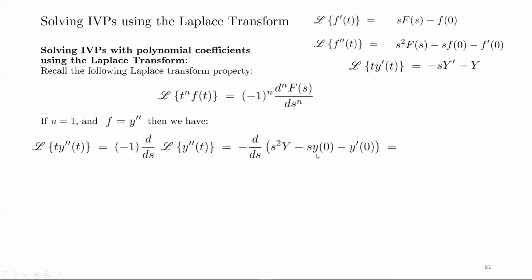Minus s times y of 0, so the first initial condition. When I take its derivative, this is just going to be equal to y naught, right? Because this s will just become 1 when I take its derivative. Minus the second derivative, or the second initial condition here, sorry. And again, that's a constant, so when I take its derivative, I get 0 here.